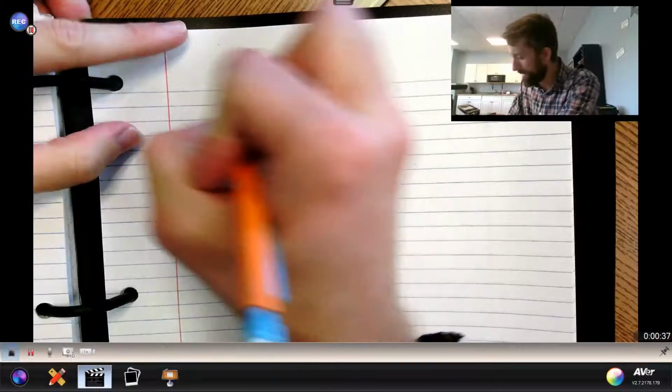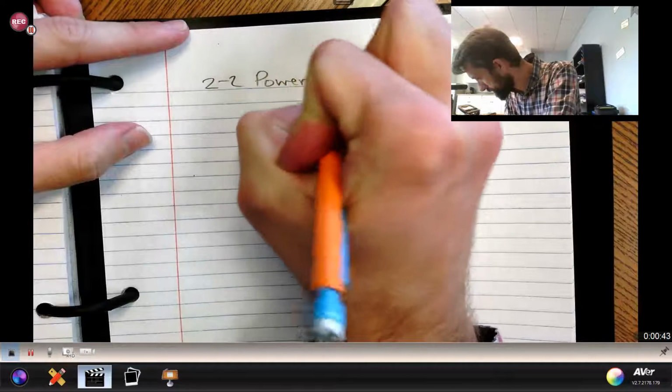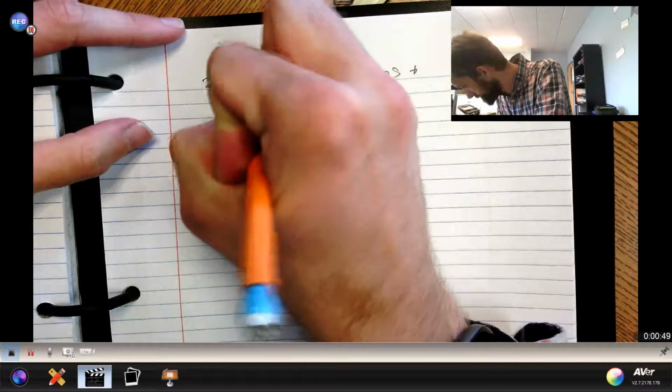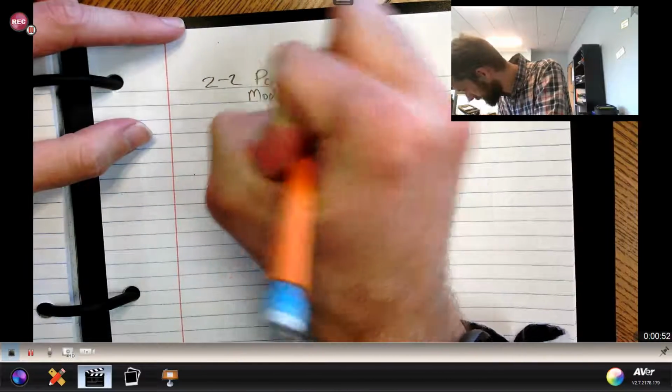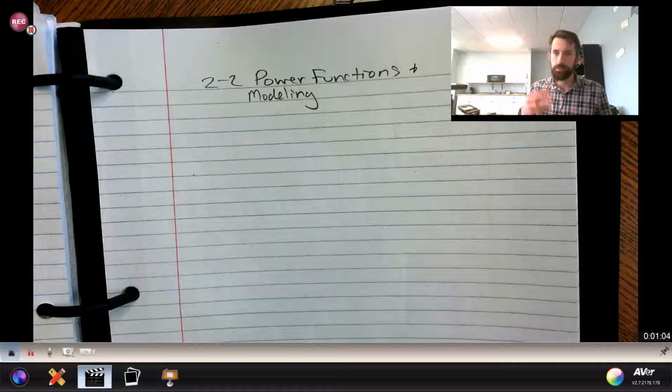We are going to talk about power functions and modeling. Now, you might be wondering, oh no, not another function. But the nice thing about these power functions is that these are the building blocks, as well as monomial functions. These are the building blocks for both polynomials and therefore rational functions. So what we will talk about today will connect to the rest of the chapter as well.